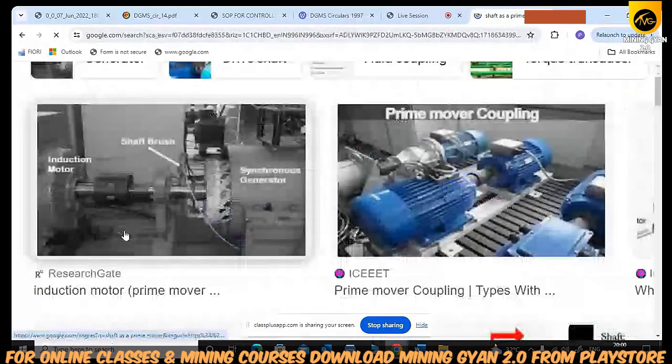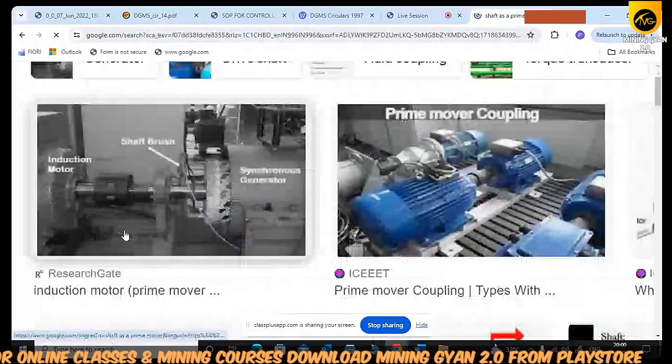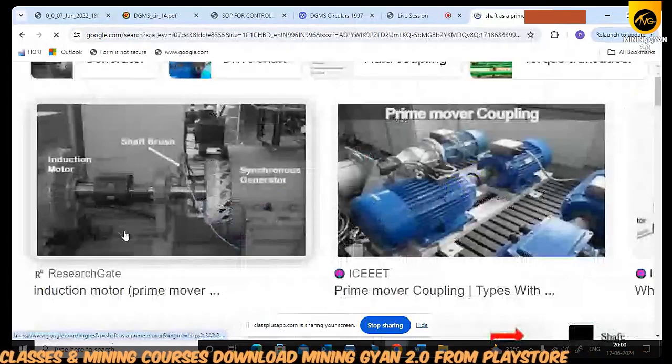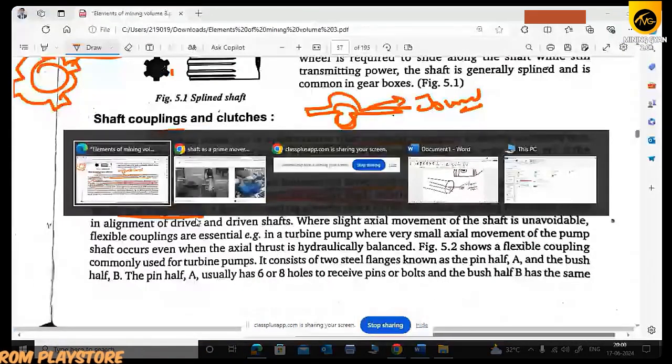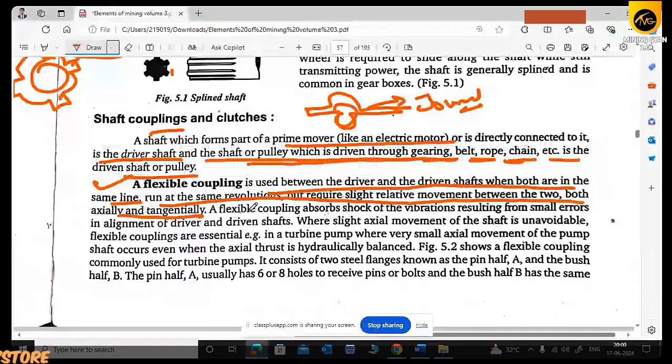So here, who is the driver? This motor is the driver. This is the driver shaft, and this is the driven part, the driven shaft. Both are in the same line and run at the same revolution, or require slightly different movement between the two, both axially and transitionally. What does it mean? In the same direction you can run the system, and even if you have to transmit the power at a right angle, you have to put such a kind of coupling.